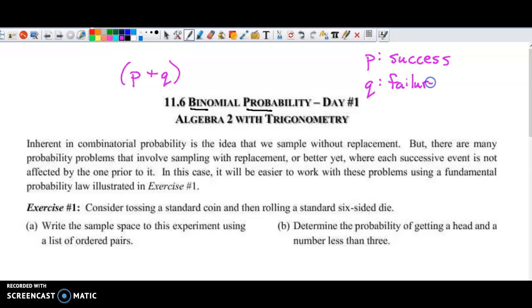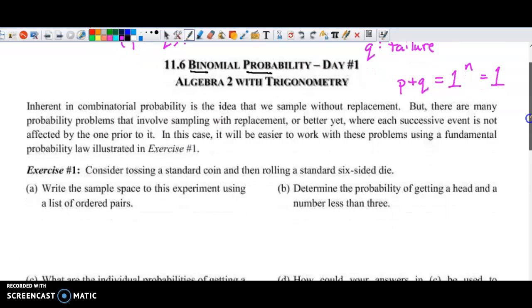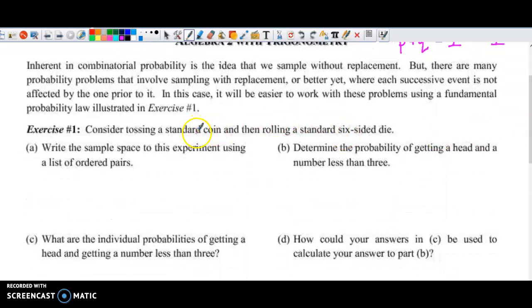And you'll see it in the notes here, that P plus Q, well, you either succeed or you fail, so the sum of those two is 1. What we're going to do is take it to some power, but think about it, 1 to any power is still equal to 1. That's why this works.